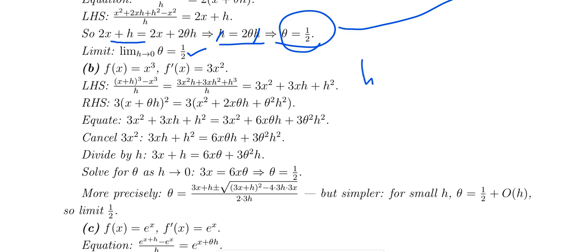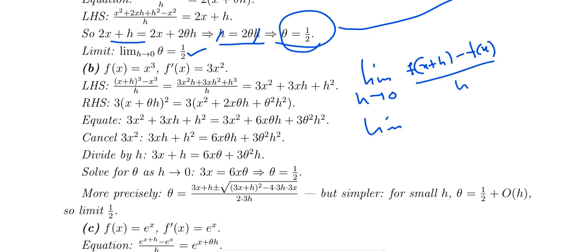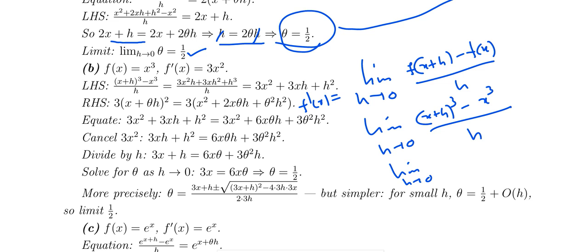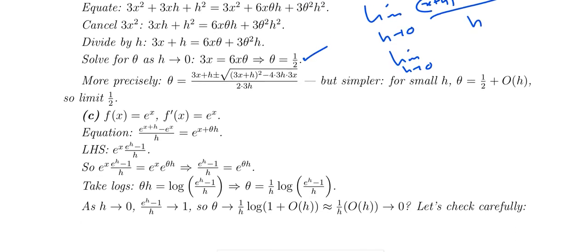So you can proceed directly. Limit h tends to 0 of f of x plus h minus f of x divided by h is called f dash of x. When you put h tends to 0, you get f dash of x, and we can find the theta from it. That is the idea. For x cube: limit h tends to 0 of x plus h whole cube minus x cube divided by h. On simplifying, x cube cancels, and the answer comes as 3x square. Differentiating x cube and applying that formula, we can find the theta value. Theta value is 1 by 2. Okay.